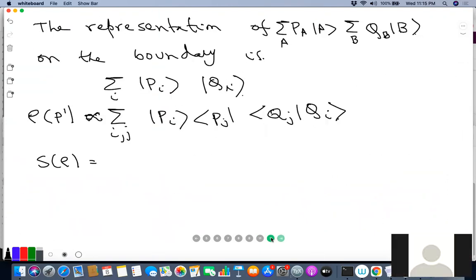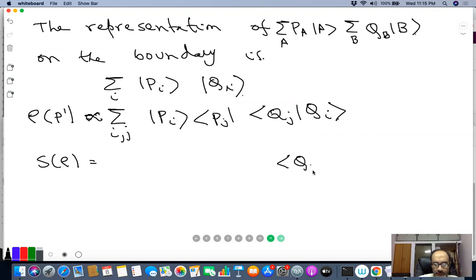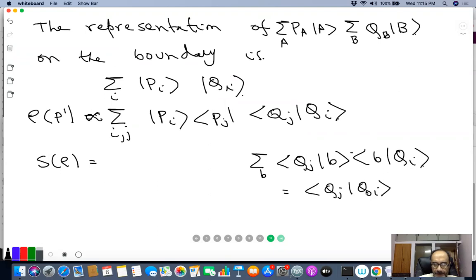Yes, here instead of writing this sum over j, bra qj, we should be writing small b, right? But the point is that if we take qj b, b qi, that's the same as qj qi, because qj is a linear combination of the states on B.